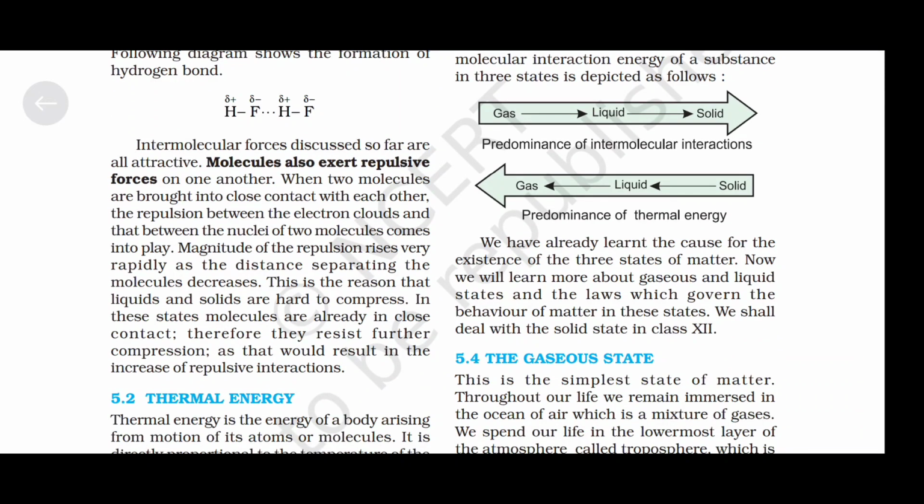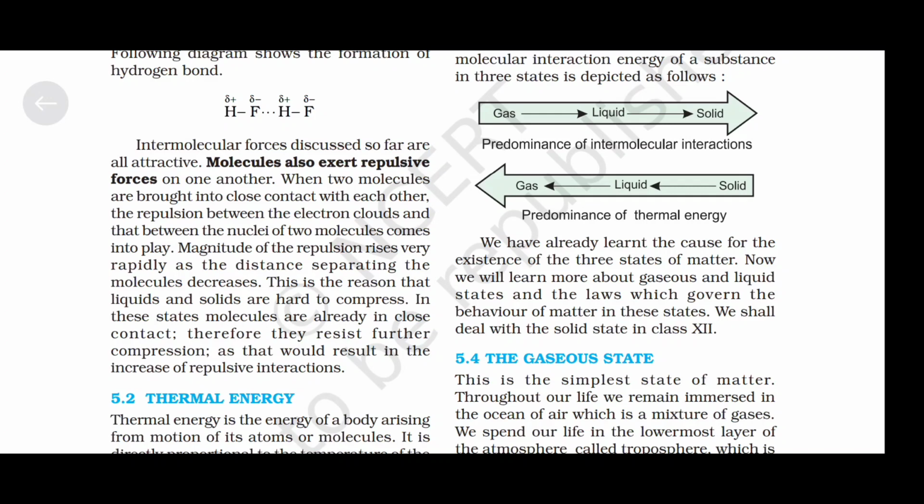Intermolecular forces discussed so far are all attractive. Molecules also exert repulsive forces on one another. When two molecules are brought into close contact with each other, the repulsion between the electron clouds and that between the nuclei of two molecules come into play. Magnitude of the repulsion rises very rapidly as the distance separating the molecules decreases.